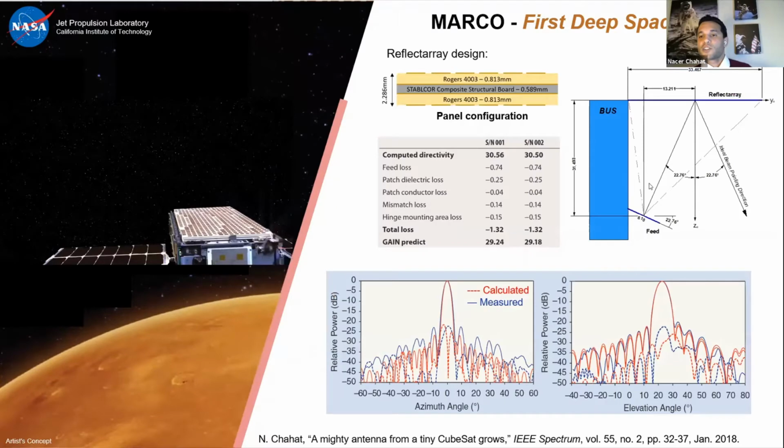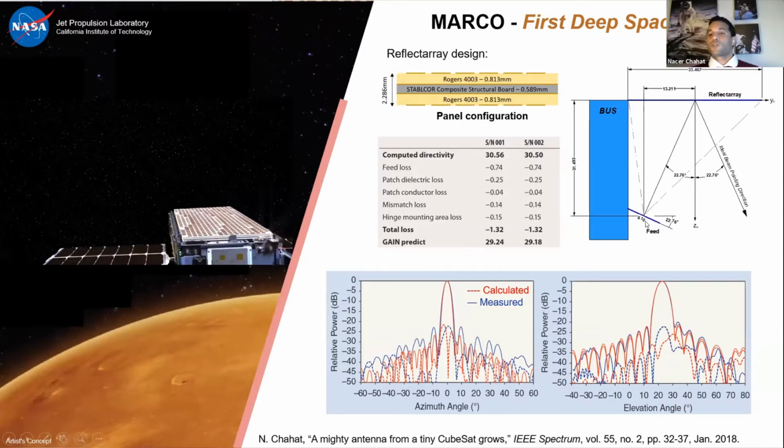So you can actually see some important design features here. The first thing is the panel. How do we get the surface flatness that we want to survive the trip to Mars, and also not have the surface bending because of thermal gradients? What we did is that we used a stable core in between, and on each side of it, we used a Rogers 4003 board. The reason why we used 2 of them is to have perfect symmetry. So we even have the reflectarray layout on each side. The reason why we did that was to reduce the thermal gradient across the surface of the reflectarray itself.